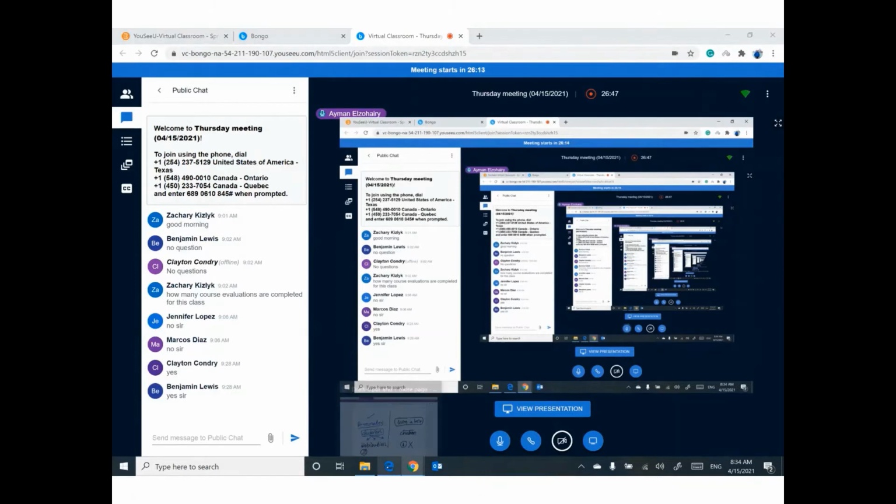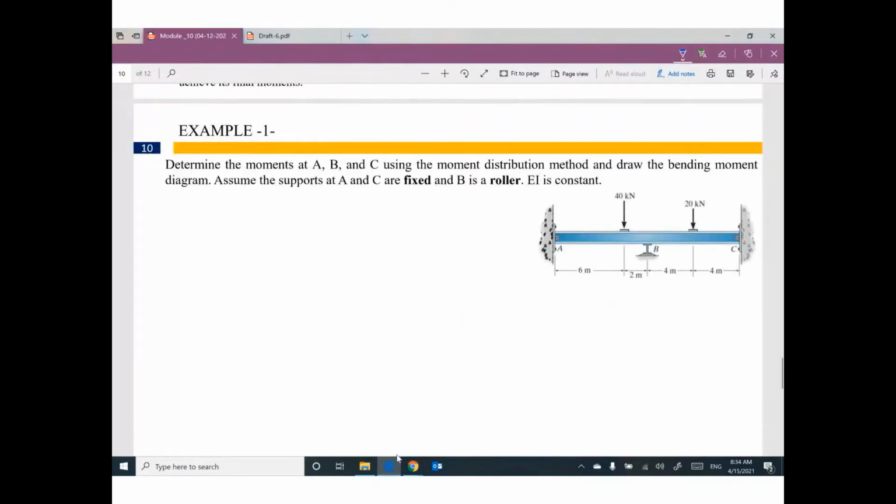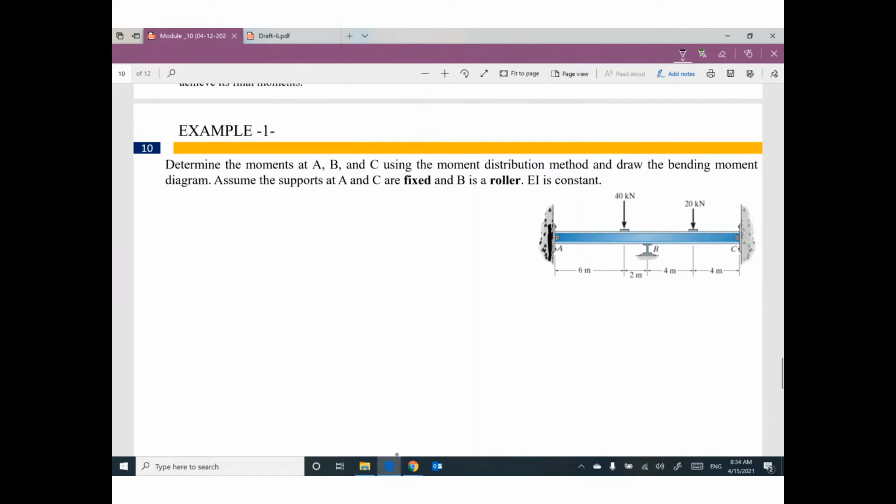Okay. Let's start our first example. We have a beam fixed at A, fixed at C, roller at B. And we need to find or determine the bending moment at A, B, and C using moment distribution method.